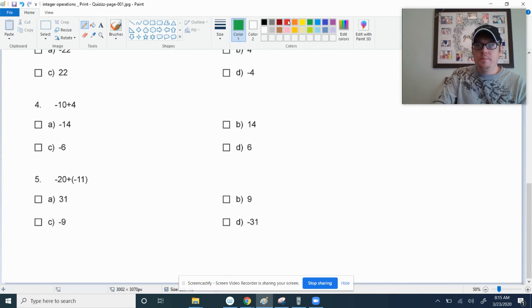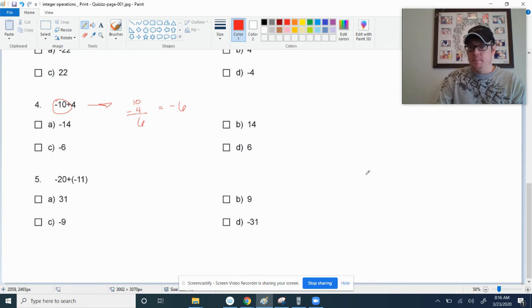Number 4, no need to add the opposite because it's already a plus. I see a lot of students trying to add the opposite when it's already plus. Only add the opposite when it's a minus problem. If it's a plus problem, you're good to follow your rules. Signs are different. So we're technically going to be subtracting here to get our answer of 6, and then we look at the signs. Who wins? Does the negative win or does the positive? Well, the -10 has more absolute value, so this is -6, which would be C.